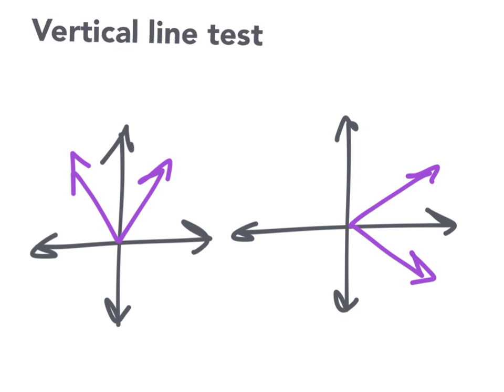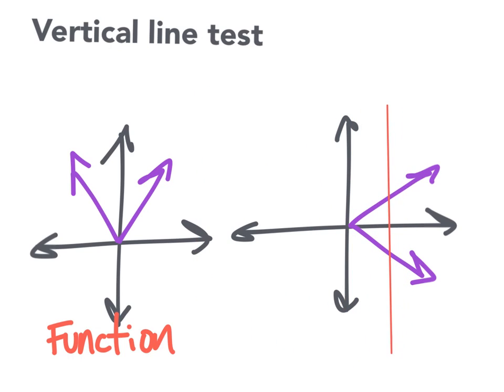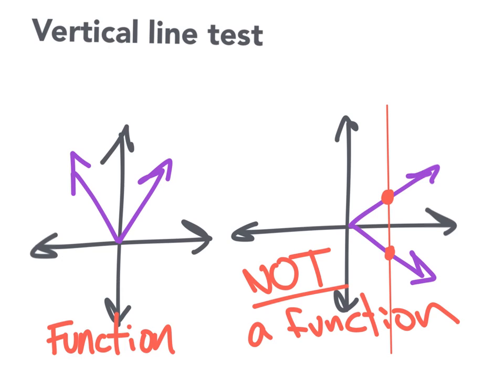On a graph, you can test this using the vertical line test. If you can move a vertical line through a graph and it doesn't hit the graph in more than one spot, then it is a function. But if you can move it through the graph and it's hitting in more than one spot, that means that this input, this x value, has multiple outputs. See, those are two different y values for the same x. So this means this is not a function.